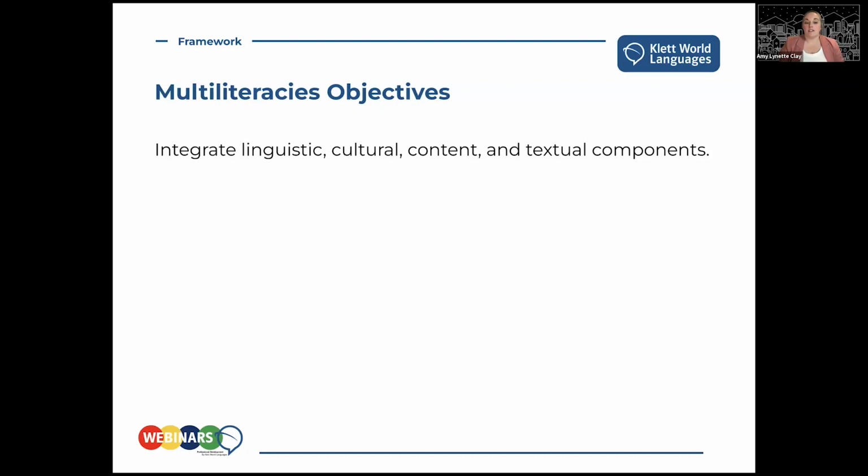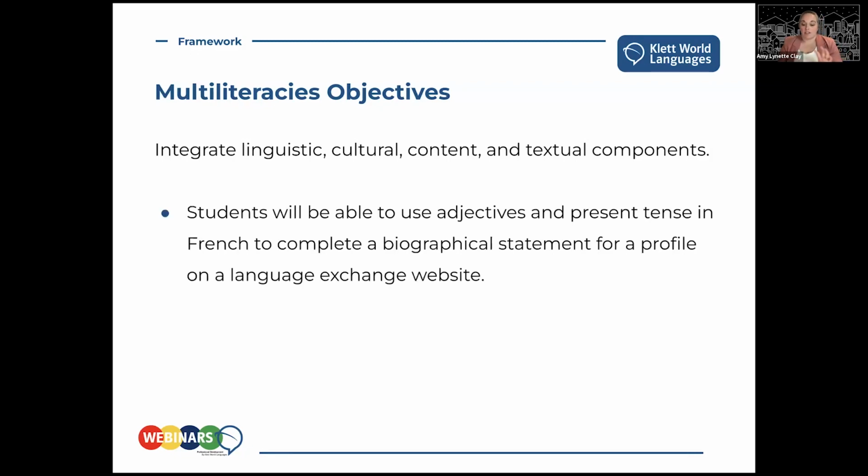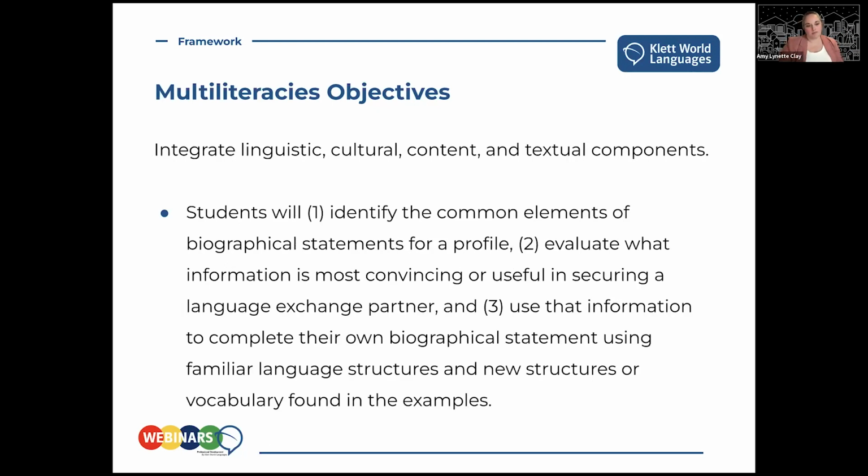Okay, so here I have what I think is a nice communicative language objective to start with. Students will be able to use adjectives and present tense in French to complete a biographical statement for a profile on a language exchange website. This might align with something you've done in class before, a nice beginning lesson. If we want to try out literacies and use them to frame the objectives we have for our students, we're going to adjust it slightly.